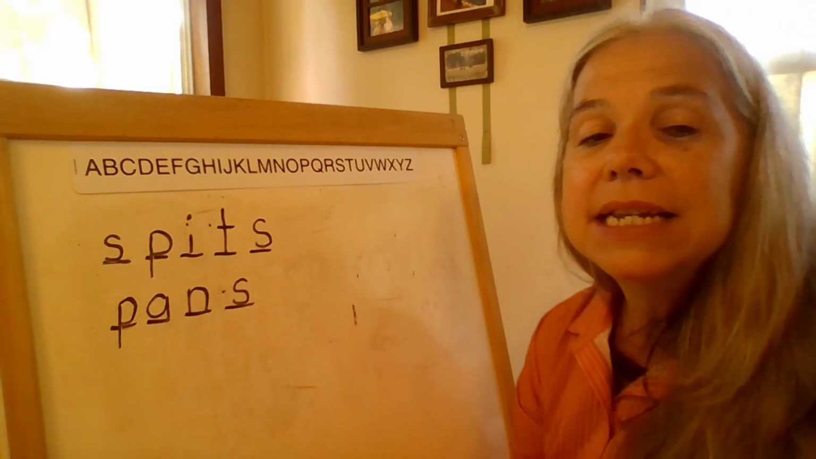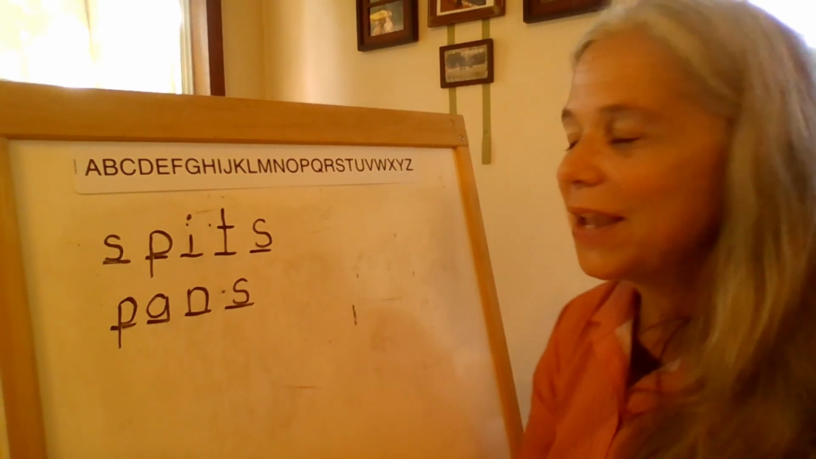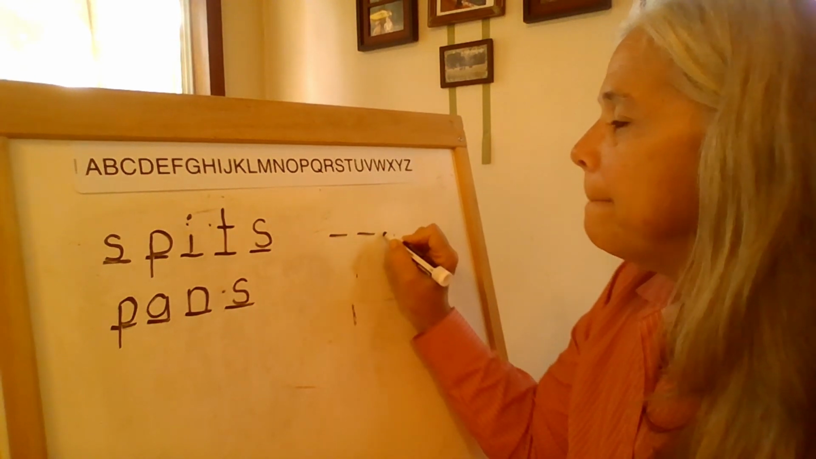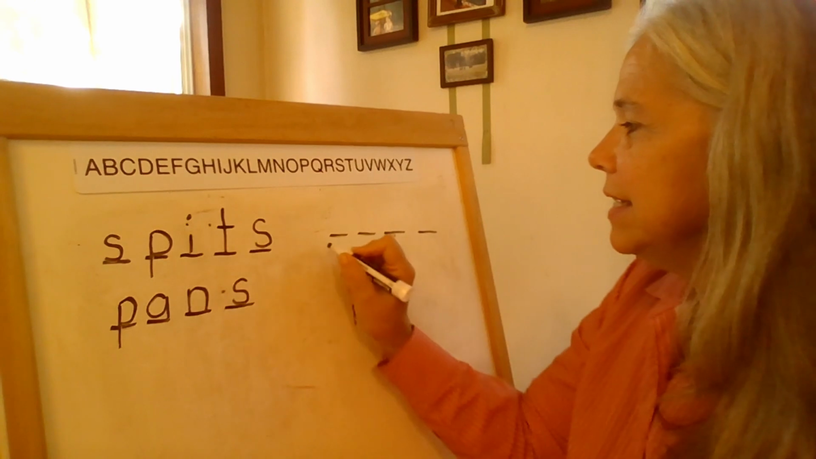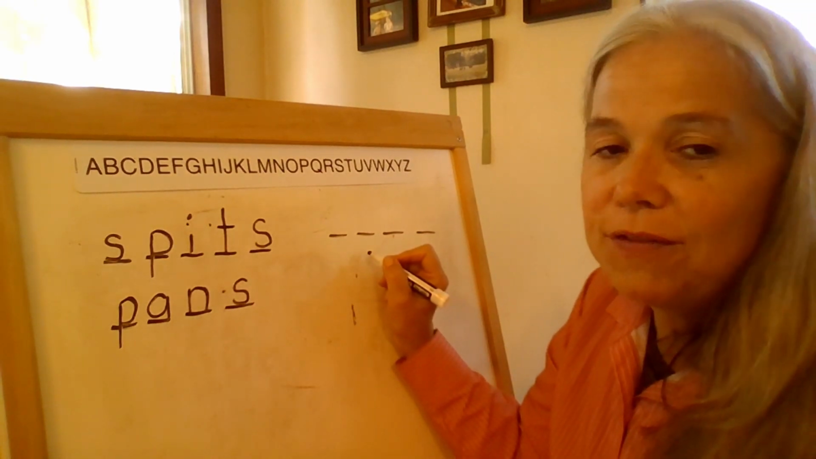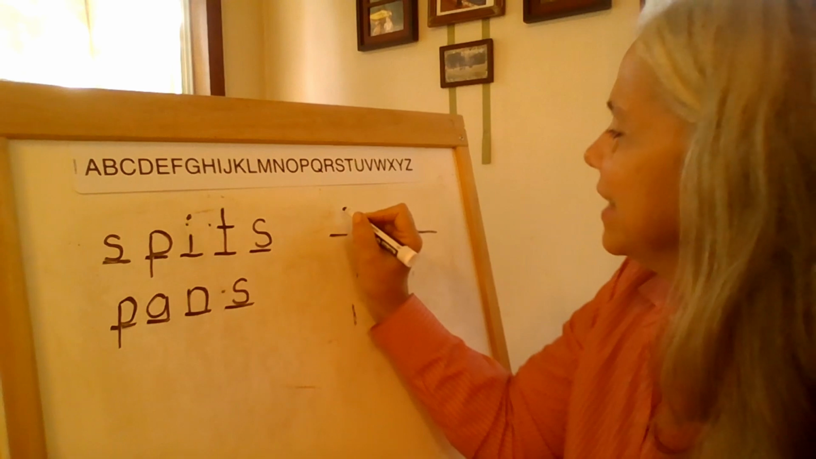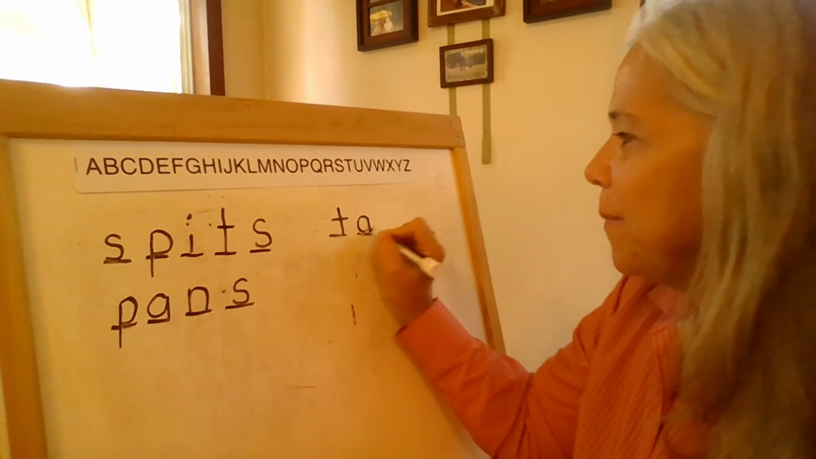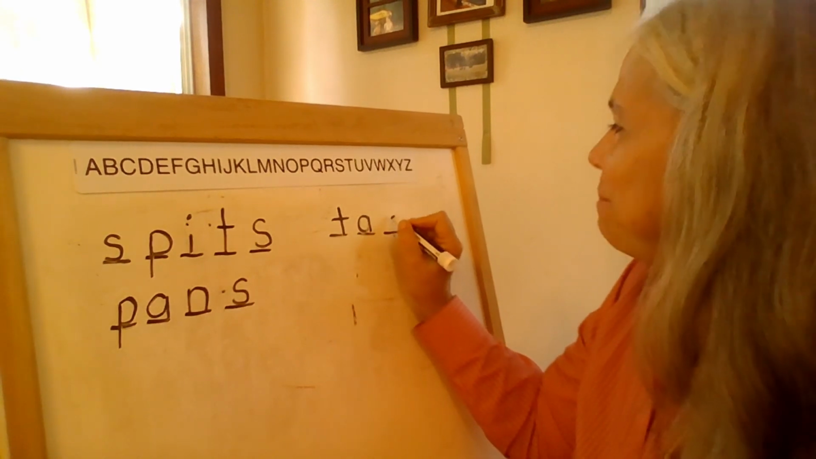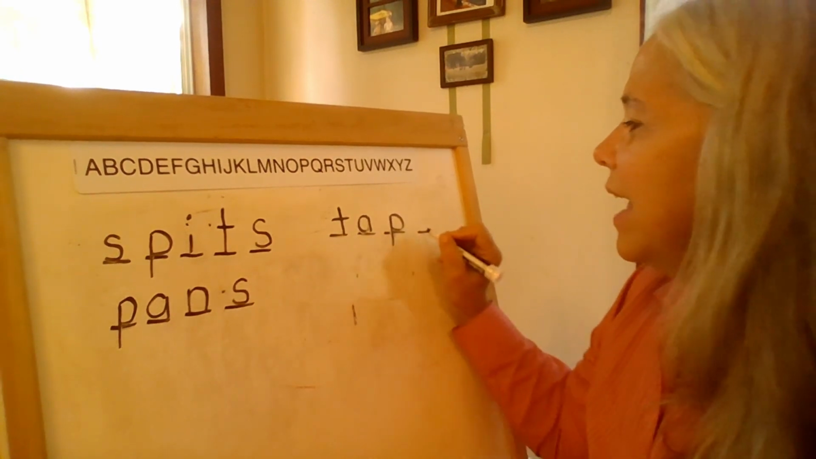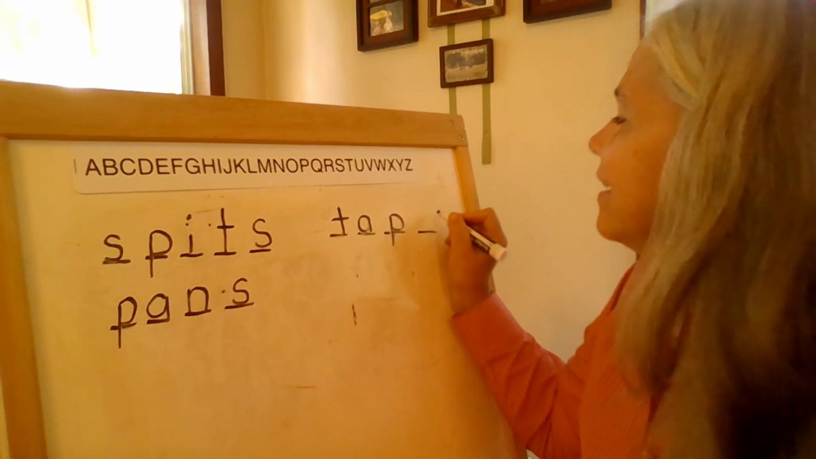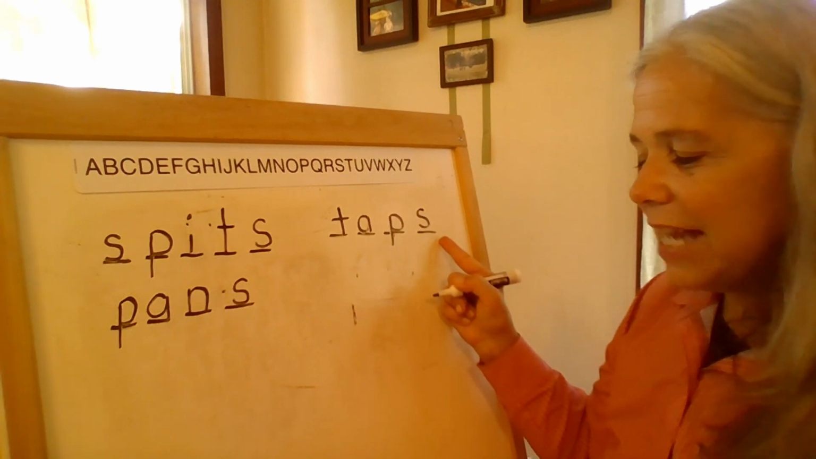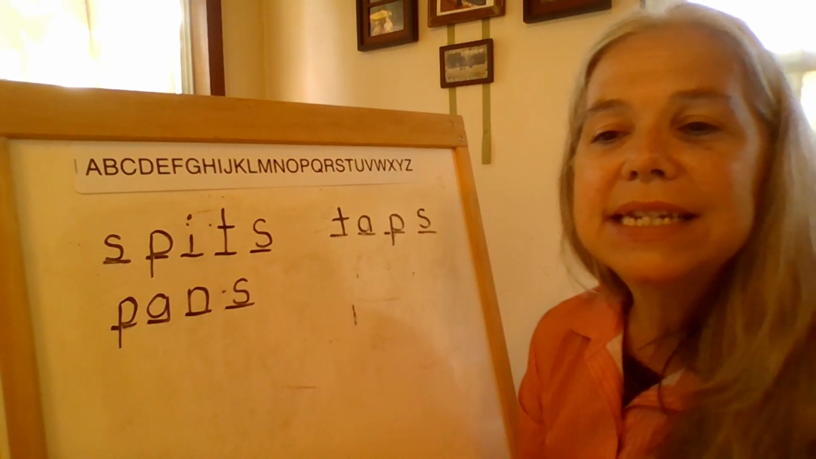Let's spell another word. Taps. Repeat the word. Okay, let's say it slowly. T, A, S. Taps. Let's write a letter for every sound we hear. What about a T sound? T. You're very good. What about A? A, P, and our last sound, S. Good, S. Read that word. Very good, taps.